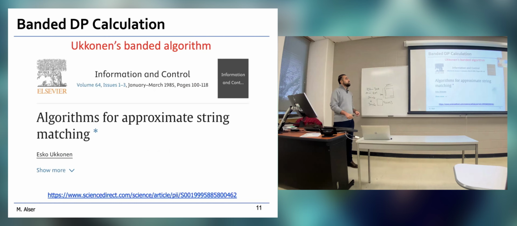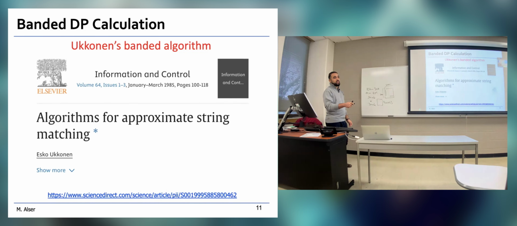So the first algorithm we are going to cover is called banded dynamic programming calculation. Normally in bioinformatics, we call the algorithm by the surname of the author. This paper was published in 1985. We have Ukkonen, okay? So we call it the Ukkonen banded algorithm. However, the characteristic of it is the banded thing. So this is what makes it famous.